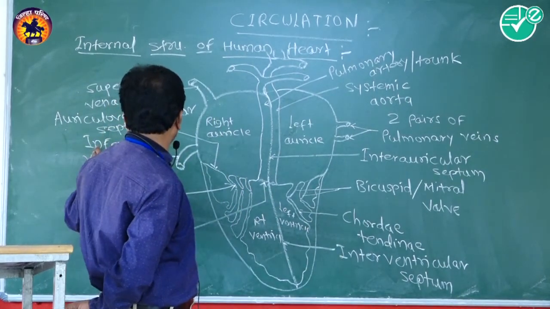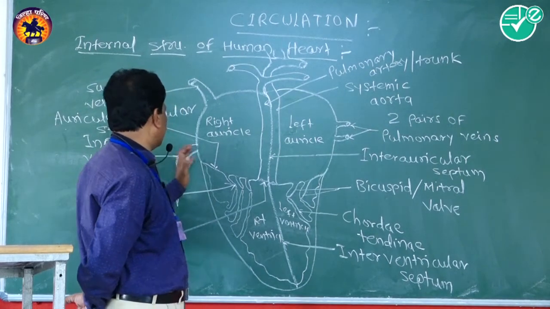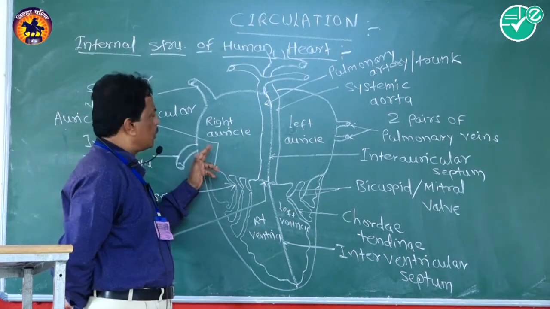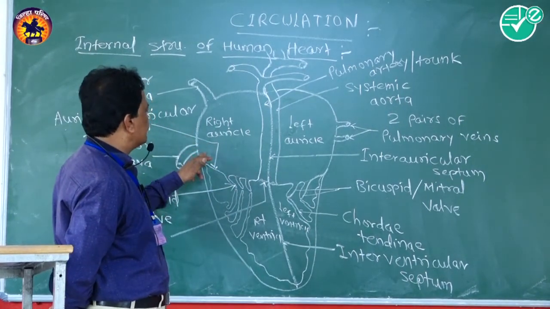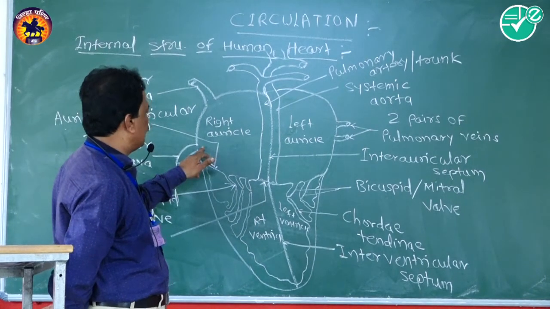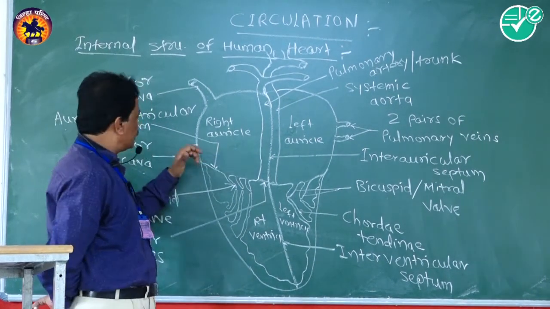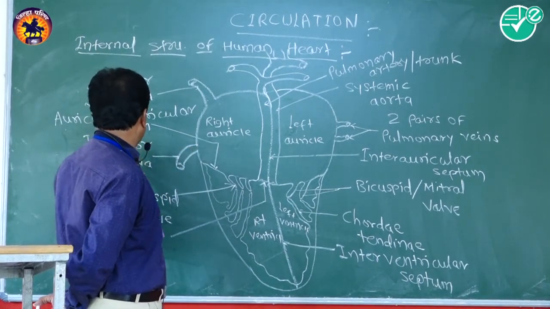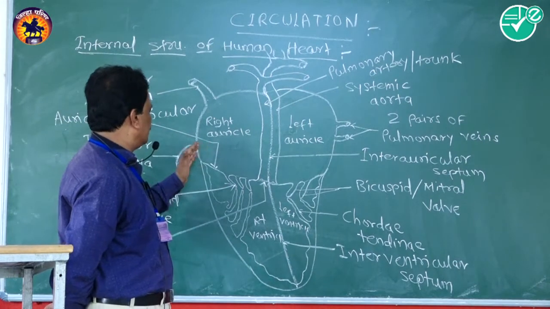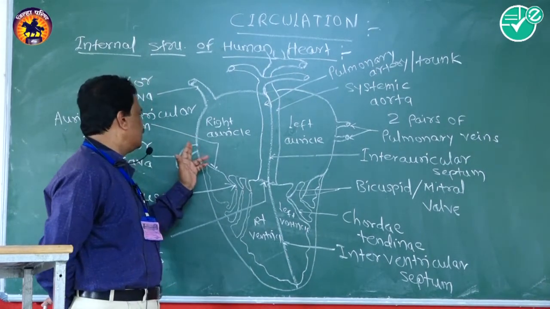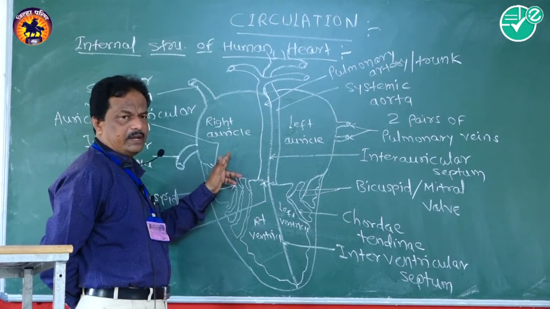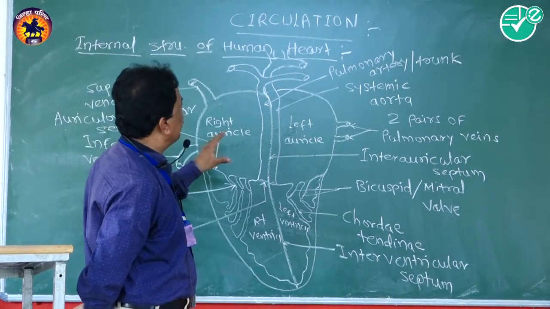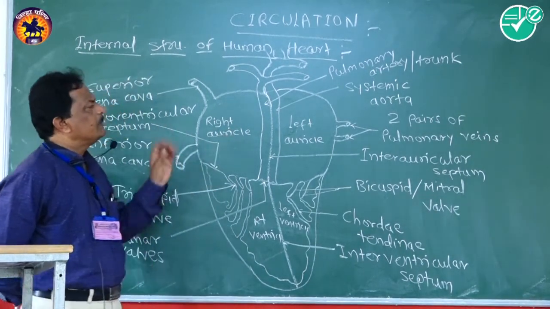The inferior vena cava, which opens into the right auricle, possesses a wall which is known as the Eustachian wall. Means where is the Eustachian wall present? The Eustachian wall is present at the end of the inferior vena cava, which opens into the wall of the right auricle. That's about the internal structure of the human heart.